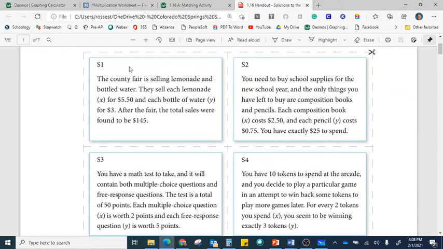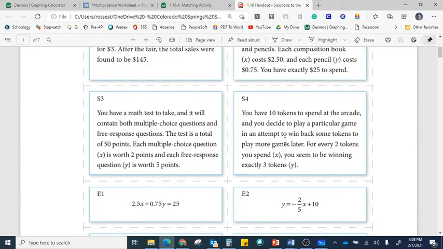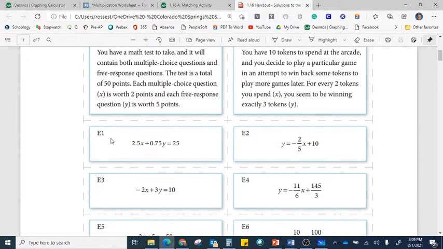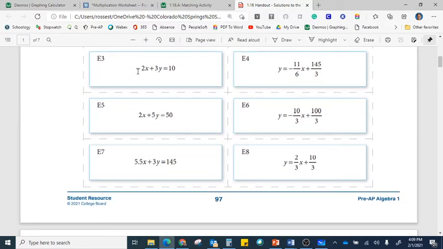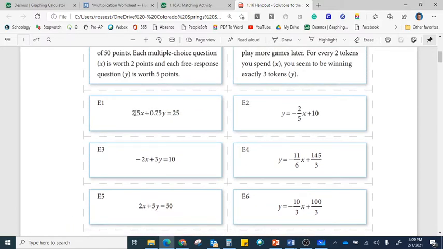You have S1, S2, S3, S4. These are paragraph descriptions of a scenario. You have E1, E3, E5, and E7. If you look at these right here, they are standard form equations. So remember, a standard form equation looks like ax plus by equals c, unlike y equals mx plus b. These are all standard form: ax plus by equals c.